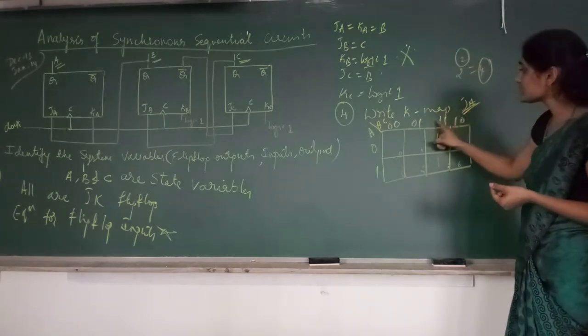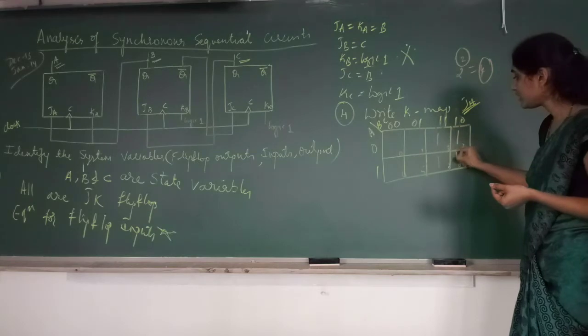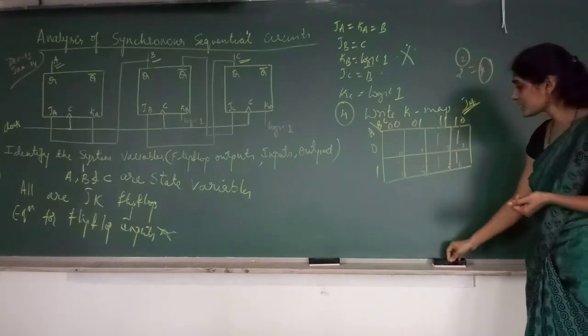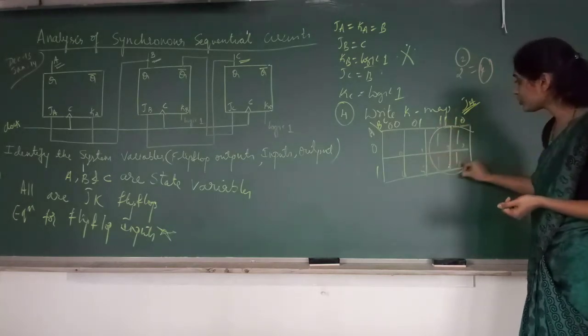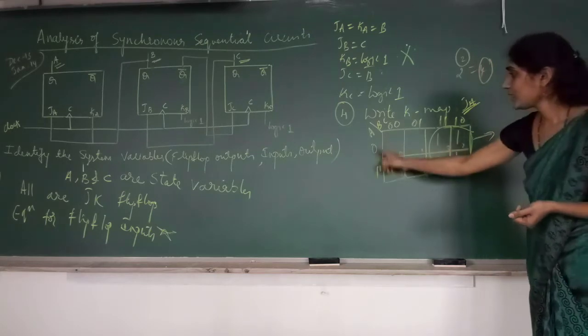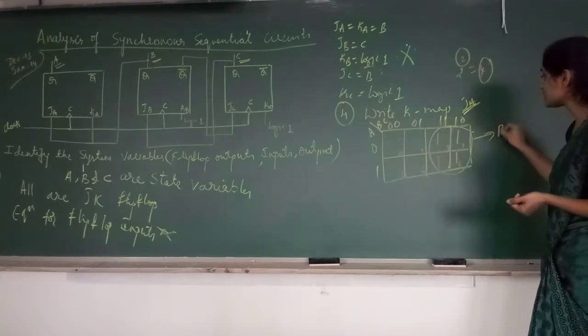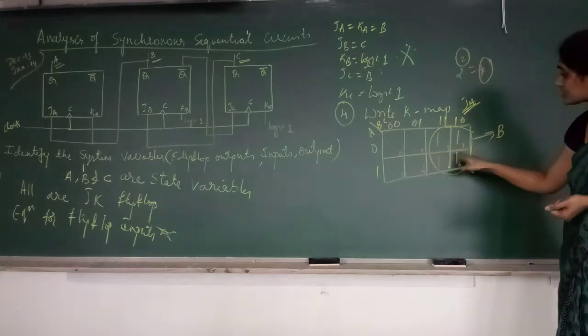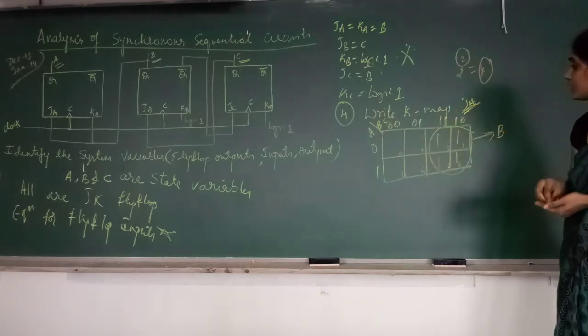And I should get the answer as what? B. So what I do? I put 1, 1. So group this. If you group these 4, don't you get the equation as B? A will get cancelled, C will get cancelled, we get B. So this is the K map for JA.